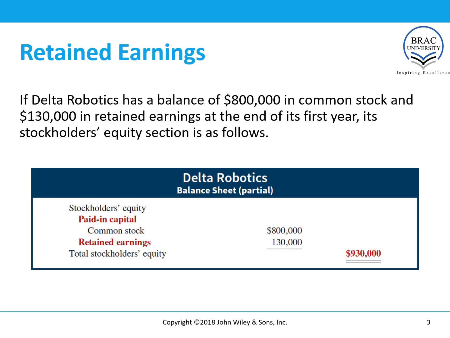And under the retained earnings, the amount is $130,000, which was given in the example. So the total stockholders' equity becomes $930,000. So this is how the stockholders' equity section of a balance sheet will look like.